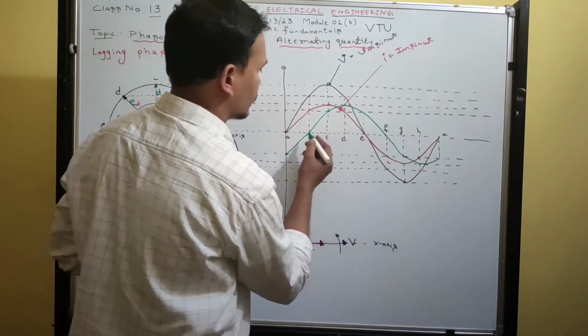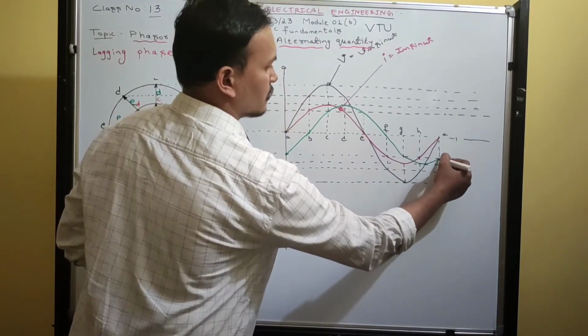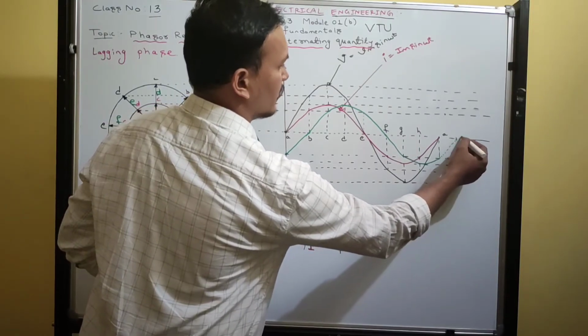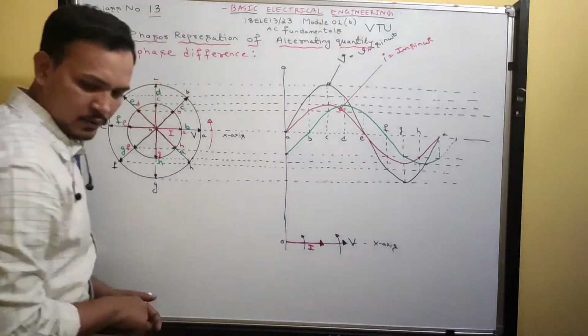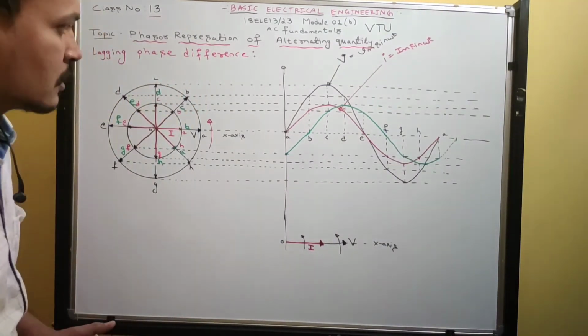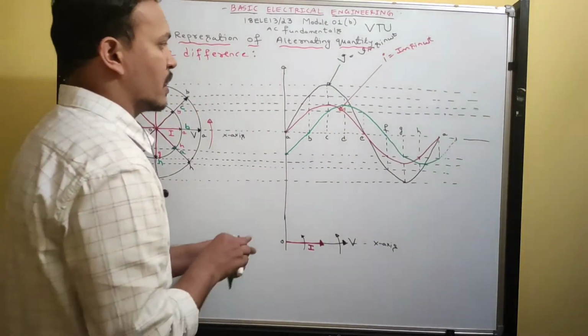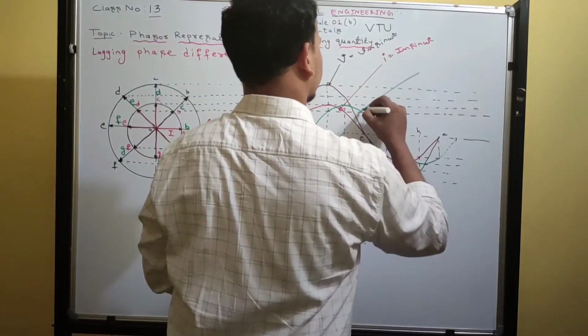After A, what is the next position? This is position B, so it reaches B. At B, you will get 0. Okay, guys, now you can compare both the voltage and current vectors. Now, how can I write this waveform?